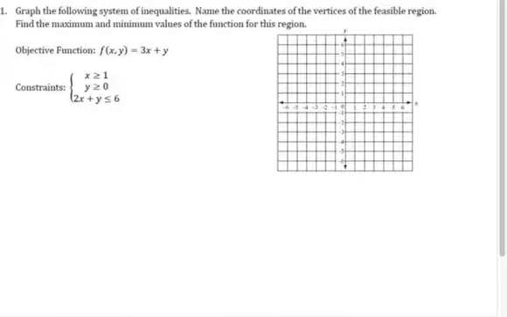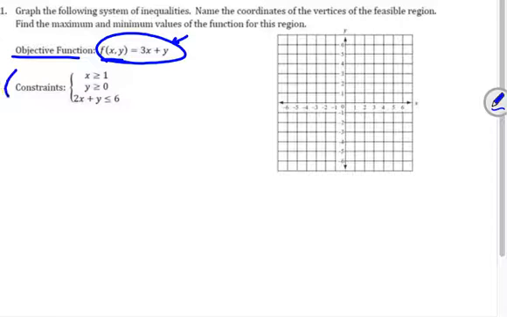Let's do a full-blown example here. Graph the following system of inequalities. Name the coordinates of the vertices of the feasible region. Find the maximum and minimum values for the function. So here's our objective function. You can see f of x, y. We're not going to graph this. We're going to use this in a little bit. This is where we plug our vertices into this minimum maximum function.